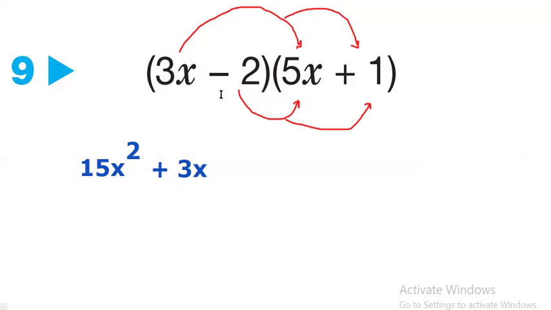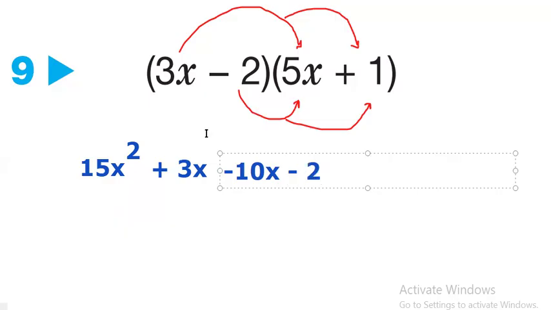Focus on the signs that you have. Negative 2 times 5x is going to be negative 10x. And then negative 2 times 1 is going to be negative 2. Now, after having this, we're going to look at like terms and then simplify them with each other. And like terms means what? It means same variables with the same powers.